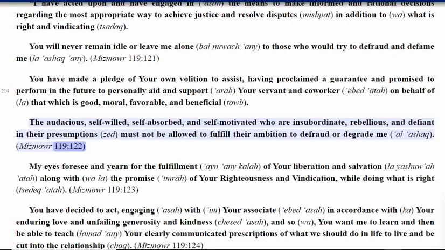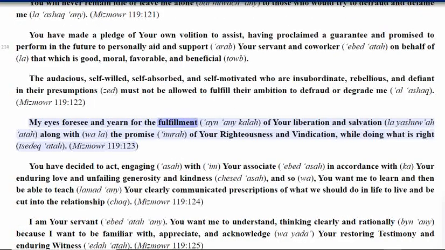Mizmowr 119-122. My eyes foresee and yearn for the fulfillment, in any kala, of your liberation and salvation, La Yahowah Otter, along with, La, the promise, Imra, of your righteousness and vindication, while doing what is right, Tzedek Otter.